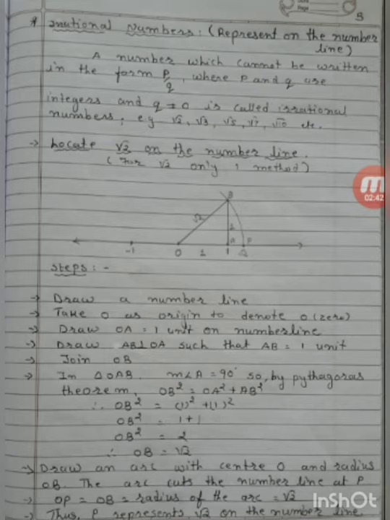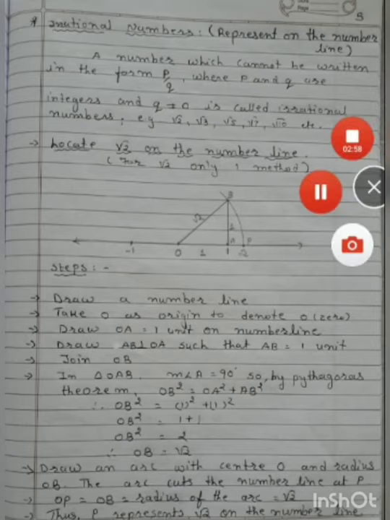So draw an arc with the center O and radius OB. The arc cuts the number line at P. And OP is equal to OB, which is the radius of the arc, √2. Thus P represents √2 on the number line.